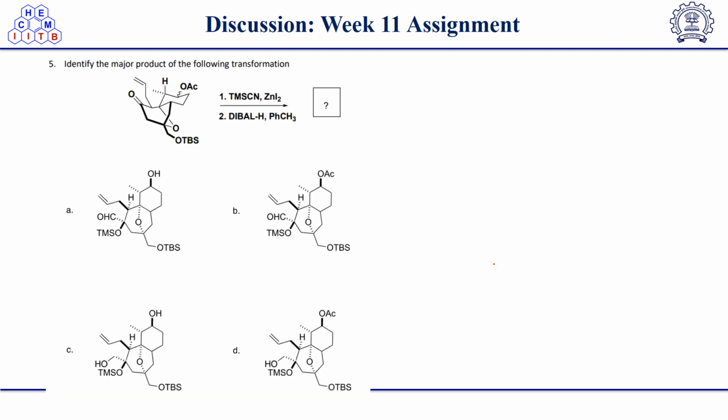Now the next question is, identify the major product of the following transformation. This particular compound, upon treatment with TMS cyanide and zinc iodide in the first step, and then DIBAL-H and toluene in the second step, which will be the major product out of the four options?